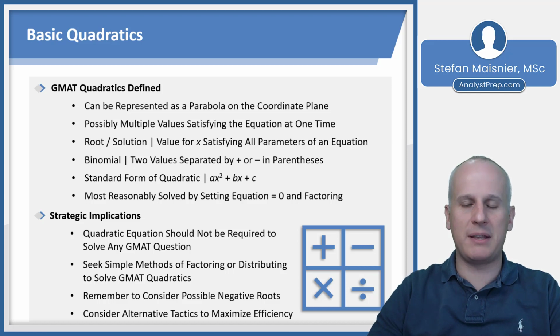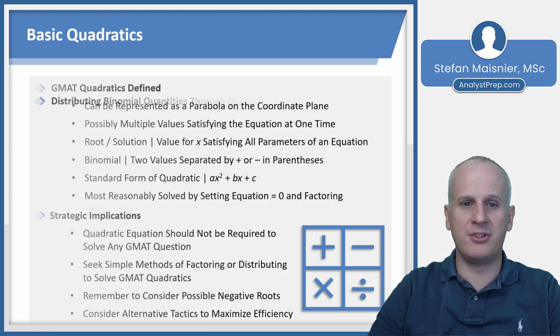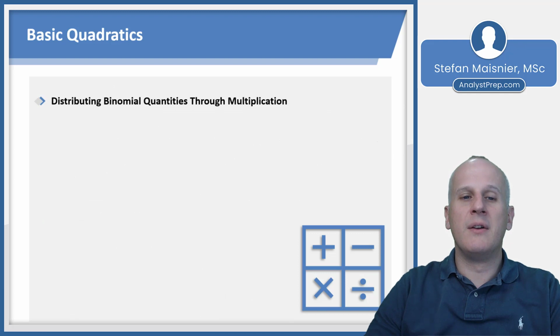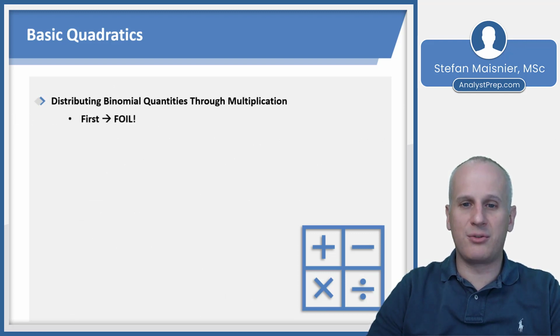These quadratic-based questions, especially when you start to see degrees like the third or fourth degree, are what I like to call engineer breakers, because if you try to do it the technical approach, you can, but it's really going to be time consuming no matter what you do, since you don't have a calculator in the quantitative reasoning section of the GMAT Focus. So first, we're going to talk about how you distribute binomial quantities through multiplication.